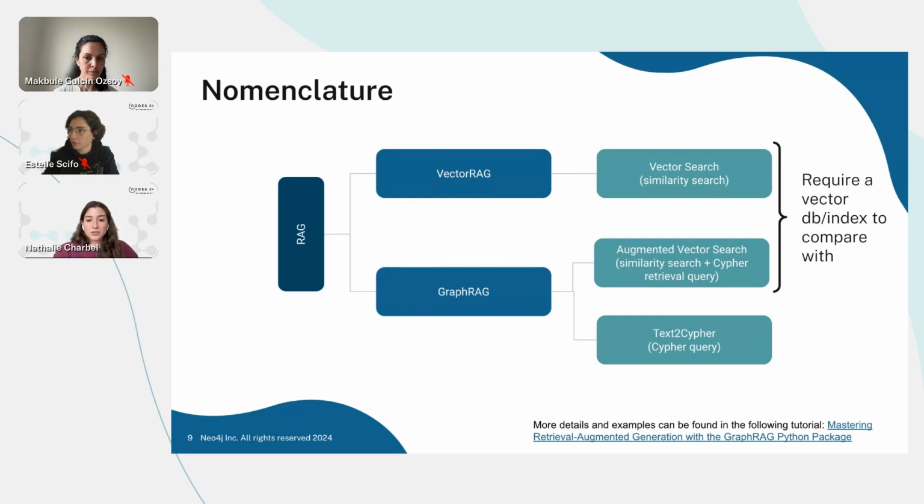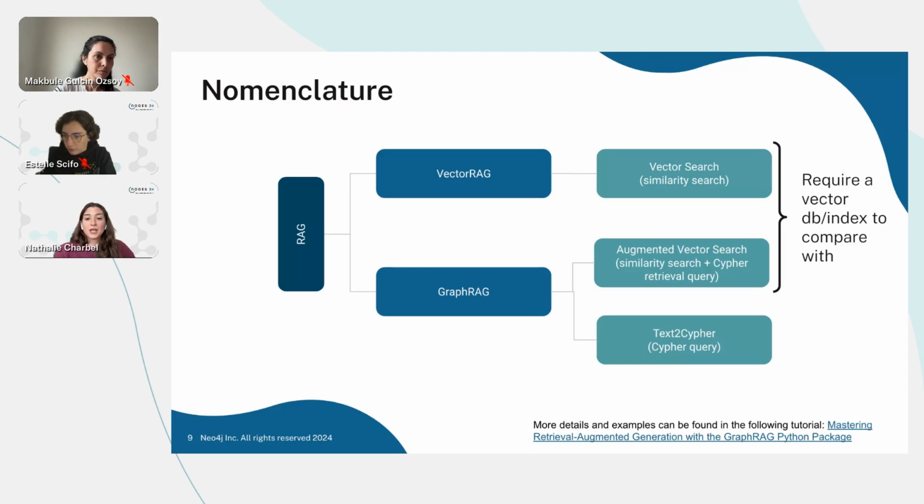what is VectorRAG and what is GraphRAG? So VectorRAG is when you rely on vector similarity in order to acquire this additional information that we call grounding context. And this is done usually by applying a similarity function between a vector of embeddings that represents the query and a vector of embeddings that represents some textual properties on nodes in the graph.